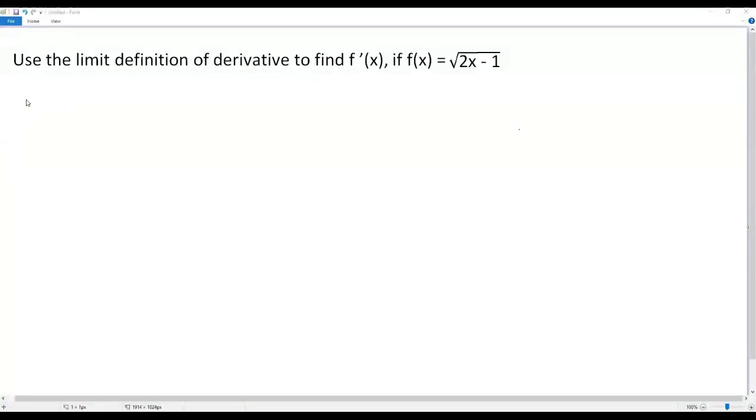Here we have a problem on derivative. Okay, let's go over the question. Use the limit definition of derivative to find f prime of x if f of x equals the square root of 2x minus 1.